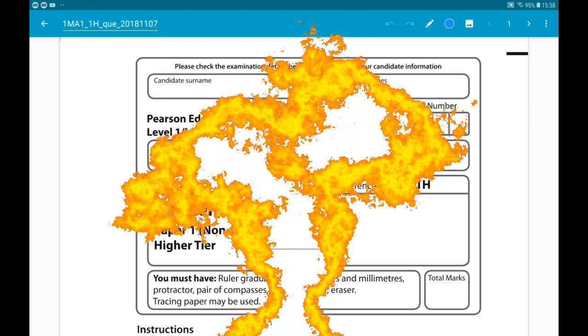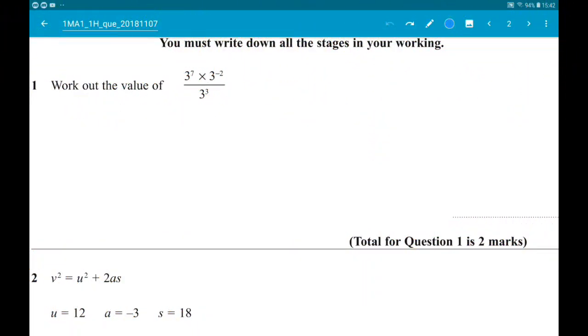Okay, let's do this. Okay then, question number 1. So straight away, indices. I've got a brand new playlist on these, it's down below. So we want to work out the value of 3 to the 7 times 3 to the minus 2 all over 3 to the 3.